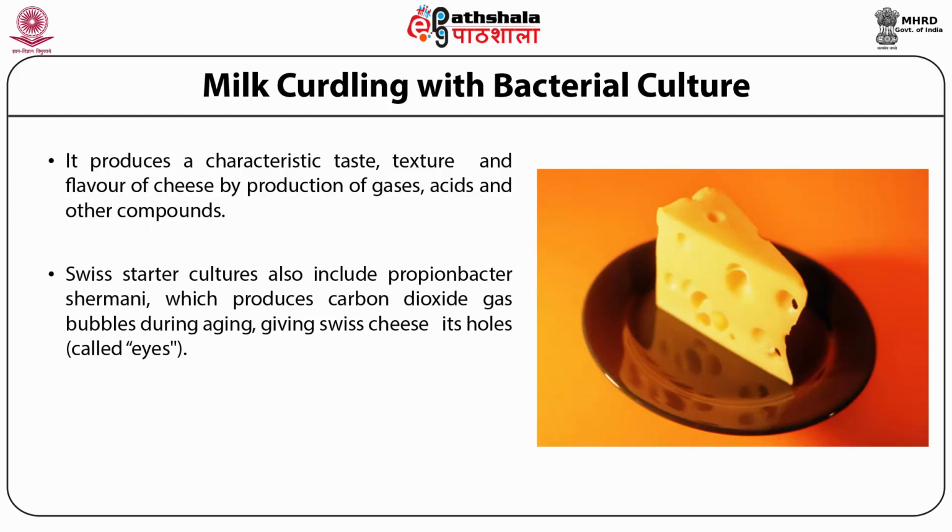Swiss starter cultures also include Propionibacterium shermanii, which produces carbon dioxide. The gas bubbles which are produced during aging give Swiss cheese or Emmental its typical texture, that is eye texture, in which there are holes.